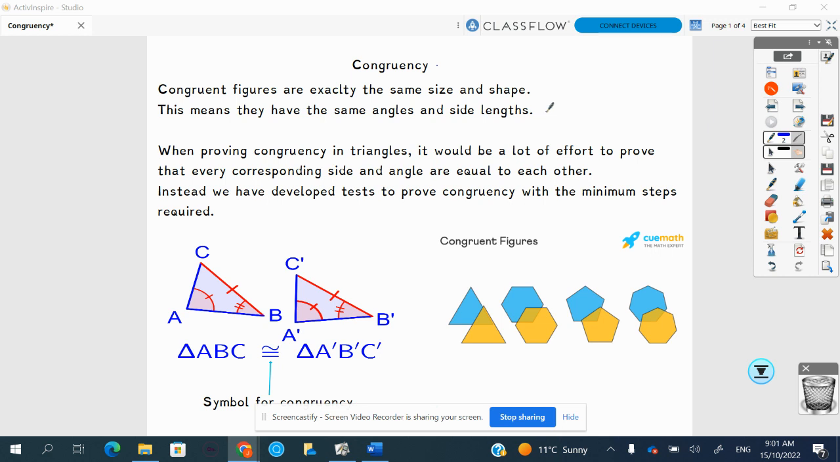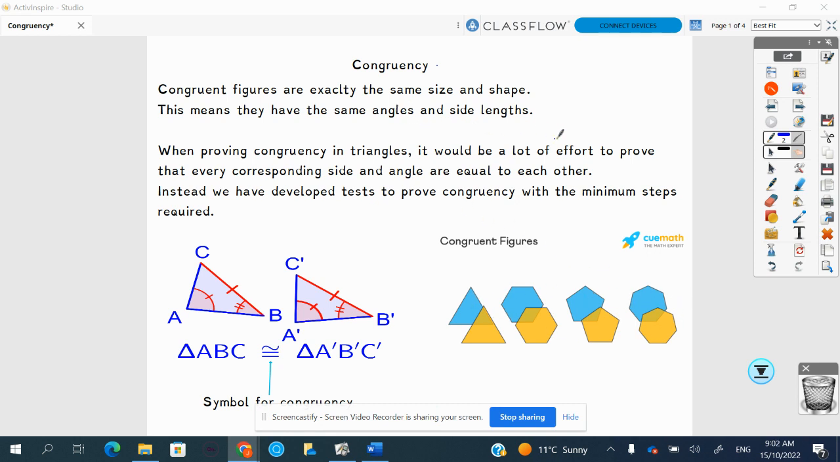This video is about congruency. What does this word mean? Congruent figures are exactly the same size and shape. This means they have the same angles and the same lengths. Although we're looking at congruent triangles, congruent figures can be any shape, as you can see down here.